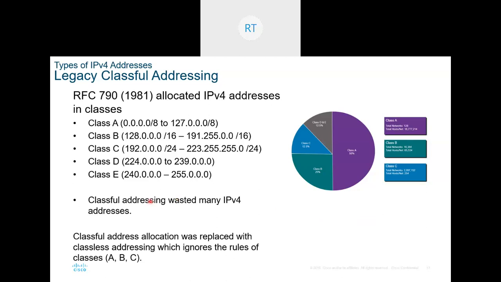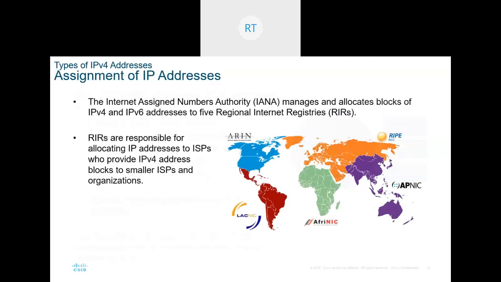However, classful addresses wasted many IP version 4 addresses. So this addressing plan was replaced by classless addressing, which ignores the rules of classes. So classless ignores the rules of the prefix length. And you can see here a bit of statistics about how addresses can be wasted if you're using classes of addresses.